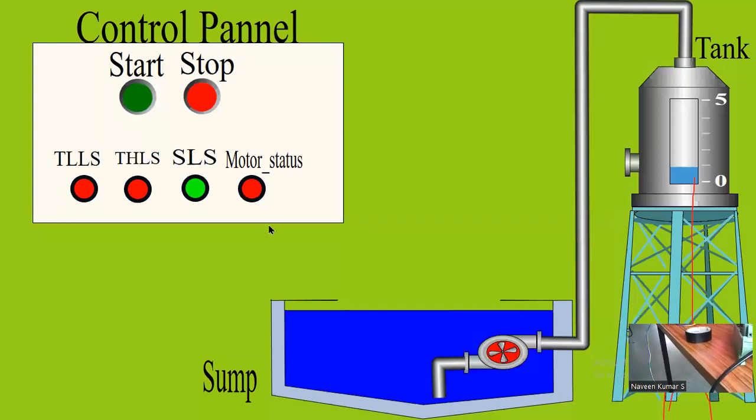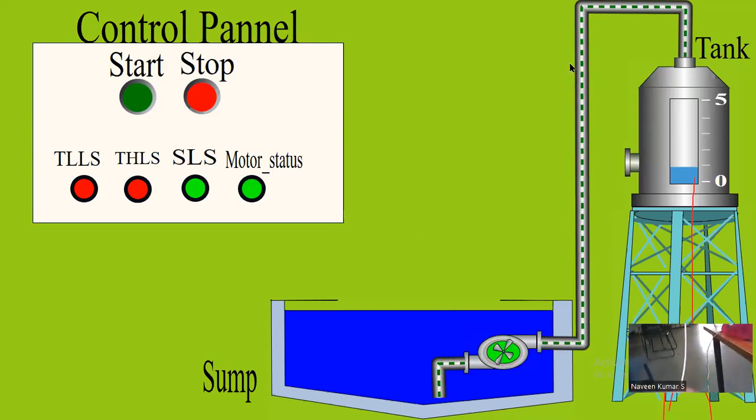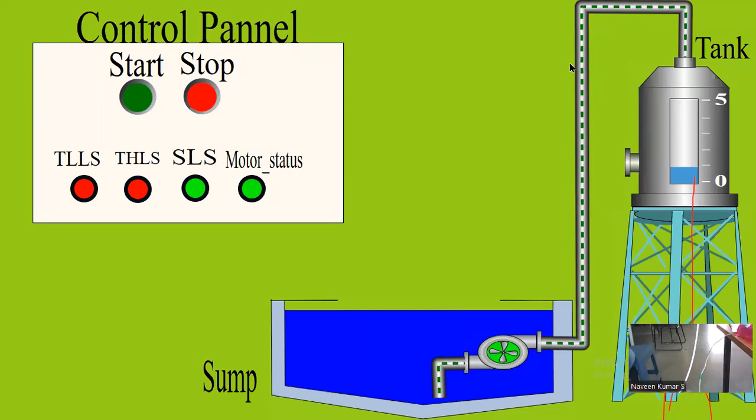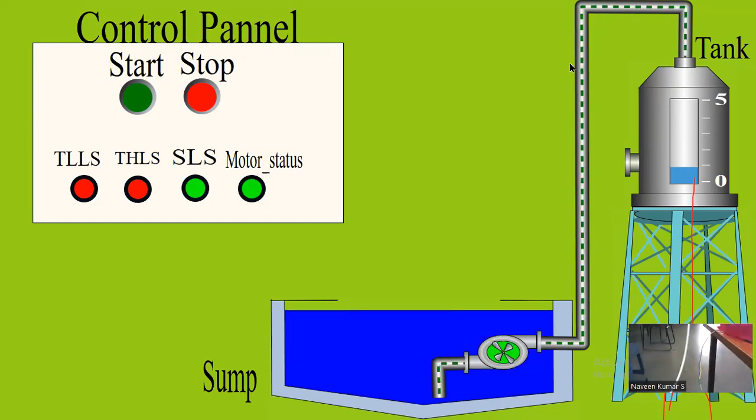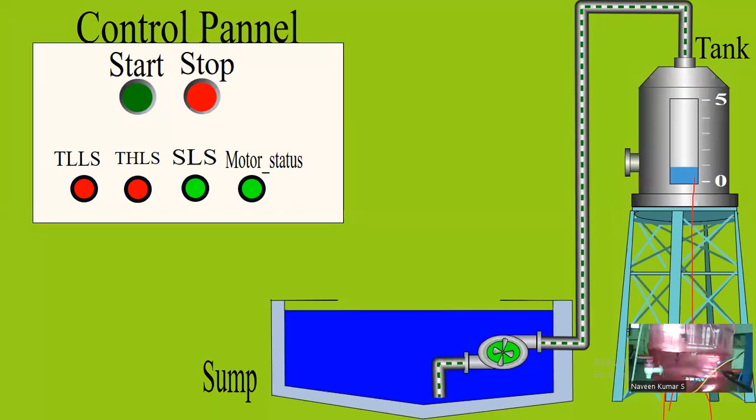Again, I'm going to turn on the system based on the sensors. It will bring up the water. So now I will assume that there is no water in the sump. If there is no water in the sump, the motor has to turn off. That is what an automated system is. So when there is water, again it will start.